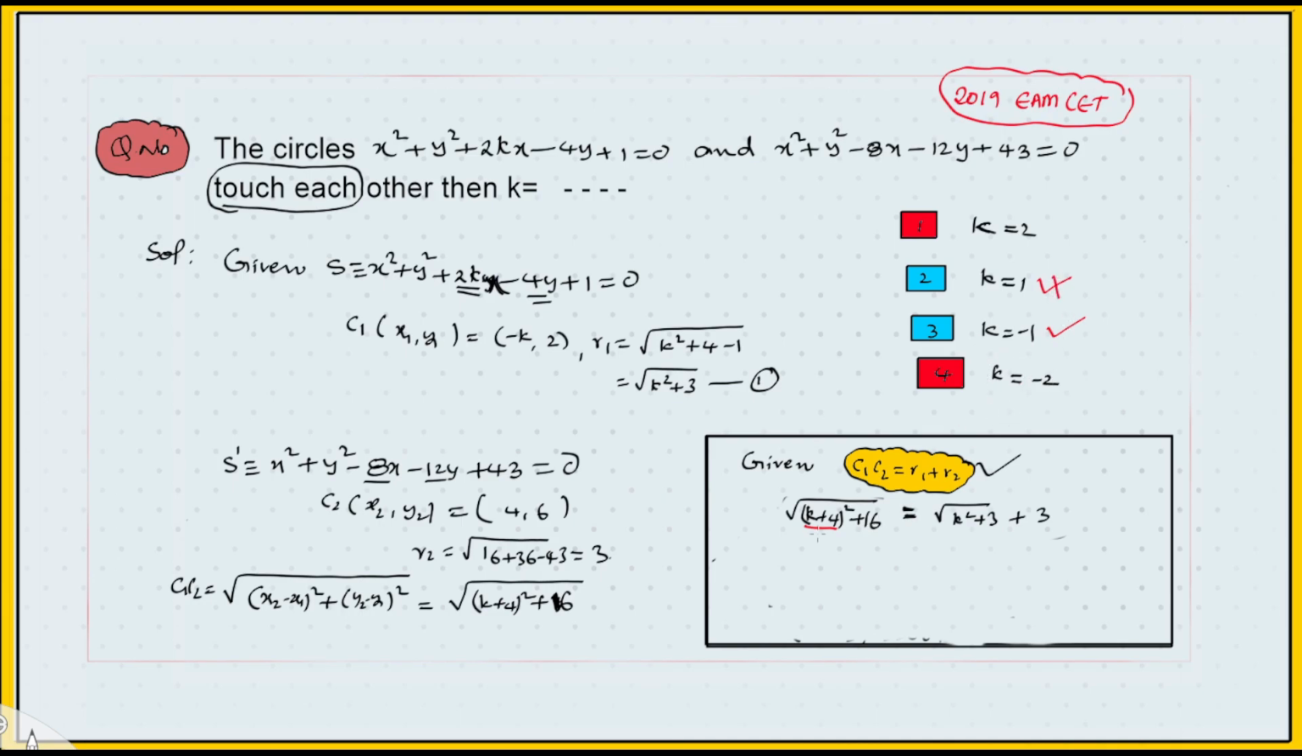Therefore, plus 1 also is a wrong option. Now, take k equals minus 1. If you take k equals minus 1, minus 1 plus 4 is 3, 3 square is 9, plus 16. And if you take k equals minus 1, minus 1 whole square is plus 1, plus 4 is root 4, and root 4 is 2, and 2 plus 3 is 5, and root 25 is also 5. So 5 equals 5, that is C1C2 equals R1 plus R2, we are getting when k equals minus 1. Therefore minus 1 is the right option.